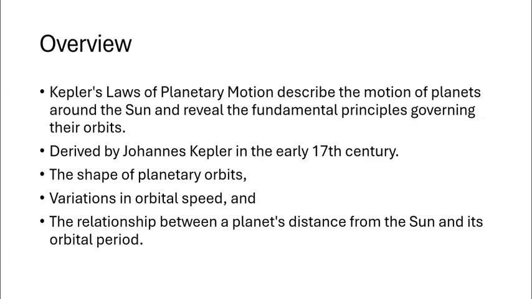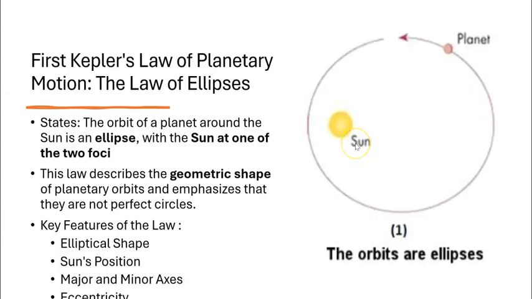This law was derived by Johannes Kepler in the early 17th century, and it relates to the shape of the planetary orbits, the variation in orbital speeds, and also the relationship between a planet's distance from the sun and its orbital period.